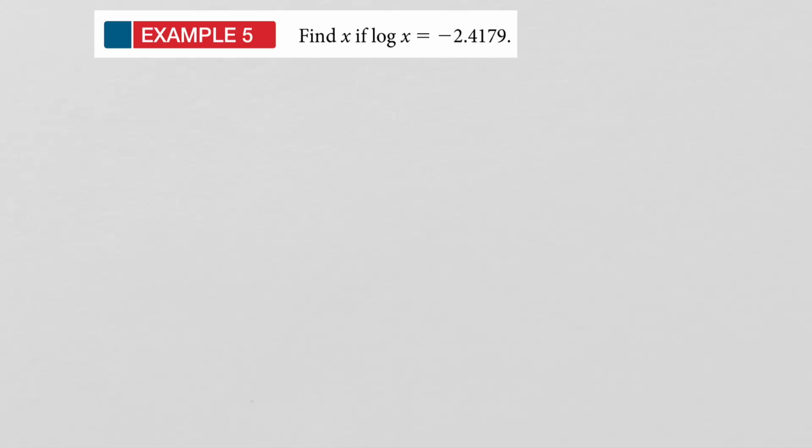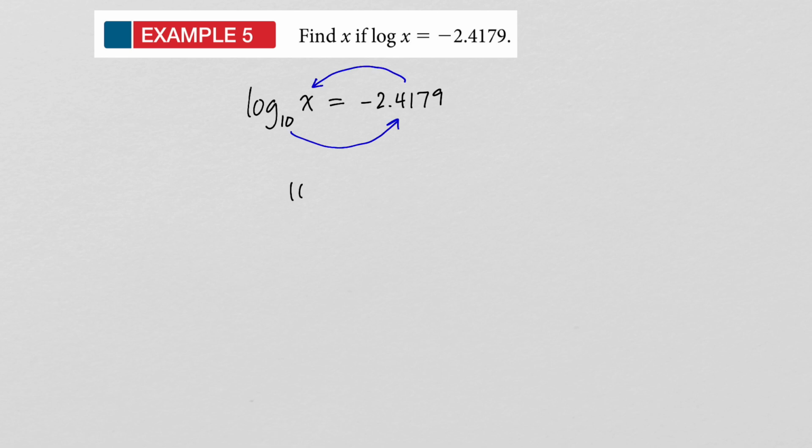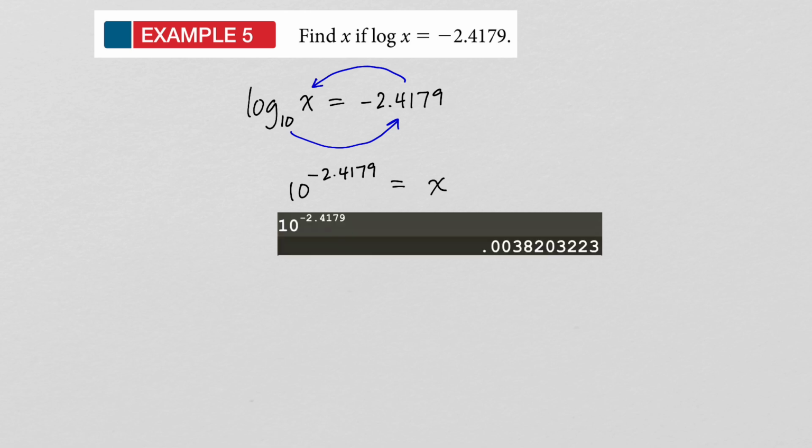So once again here, we have log of x is equal to some number. So let's go ahead and write that down. This is, remember, log base 10 of x is equal to negative 2.4179. We'll keep in mind the definition of a logarithm, which tells us that this means that 10 raised to the power negative 2.4179 is equal to x. And now we'll just plug that into a calculator. And this gives us x is approximately equal to 0.0038.